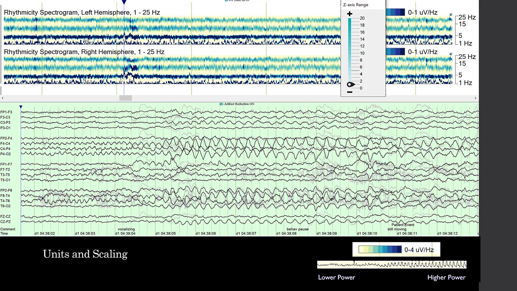So if you see something that looks dark like this, just click on that scale legend in the upper right and move that slider to where it's showing you a nice balance of color throughout that frequency range. Not too light, not too dark. You want to be able to see those patterns.